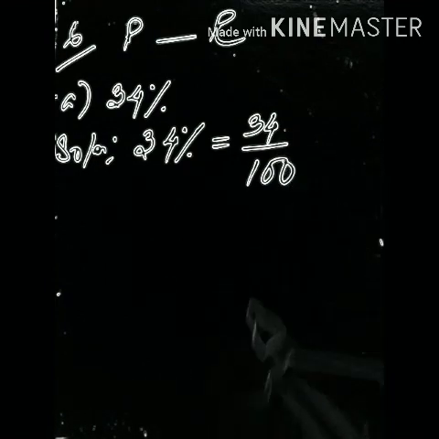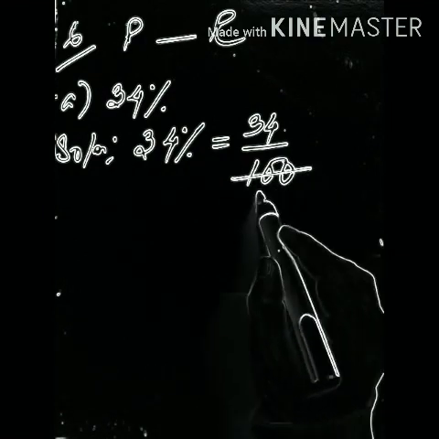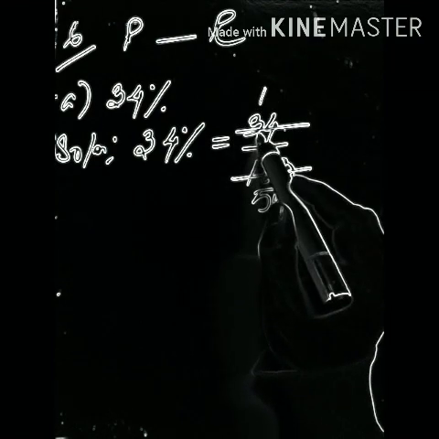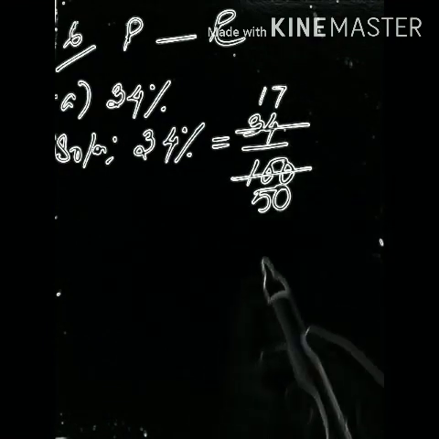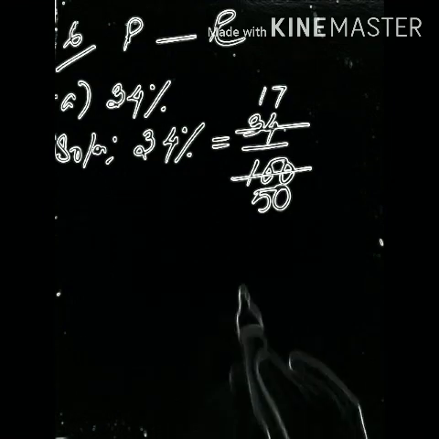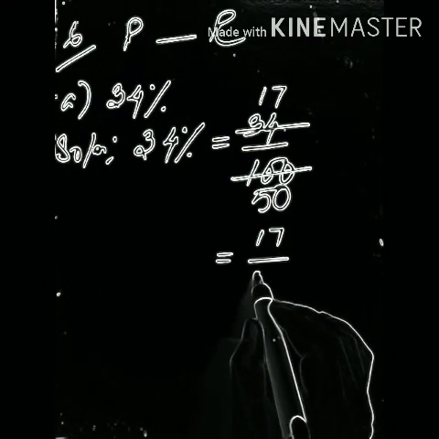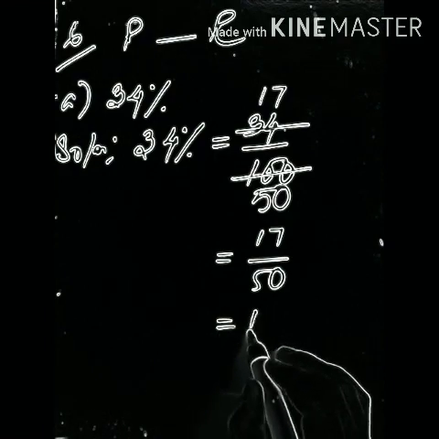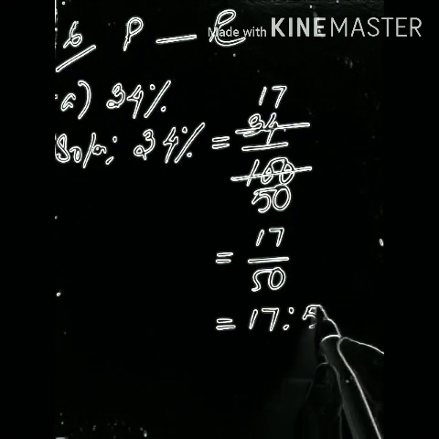Both 34 and 100 can be divided by 2 each. So 2 into 50, 100. Here 2 into 1, 2. So with this 1 it becomes 14. So 2 7s are 14. So now 17 and 50, there is no common factor except 1. So we'll be writing here 17 divided by 50. 17 divided by 50 means we're going to write 17 is to 50.